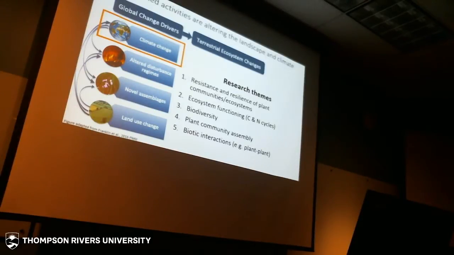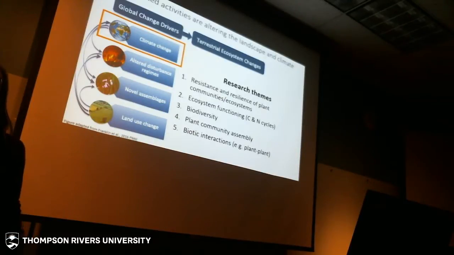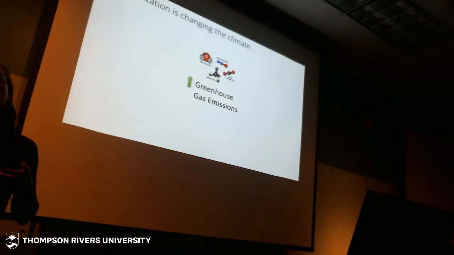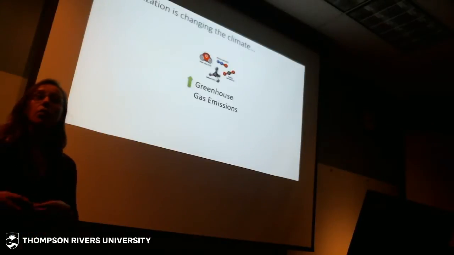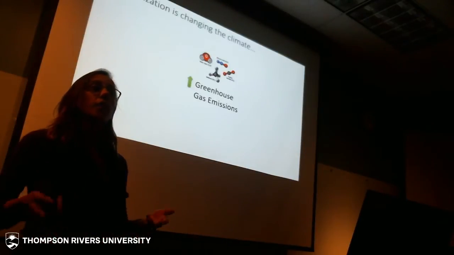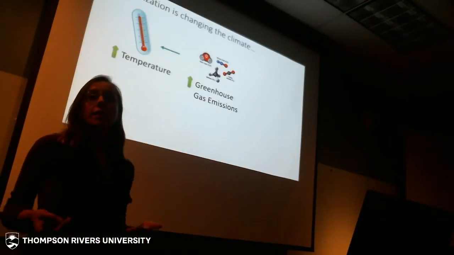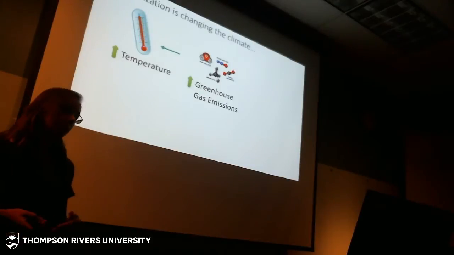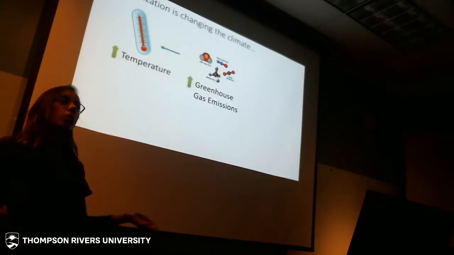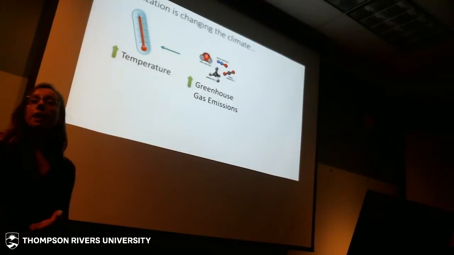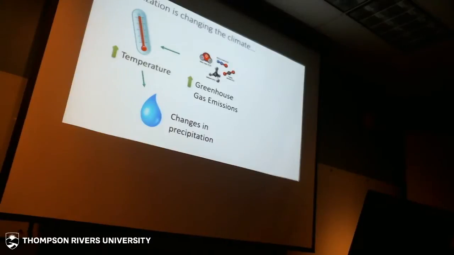To begin with, I'd like to talk about climate change and what is happening with the climate so we can understand why we would study precipitation and plants in the first place. So industrialization has been changing the climate. As we're burning more and more fossil fuels, greenhouse gas emissions are increasing, and this is leading to rising global temperatures. But it's not called just global warming, it's called climate change for a reason, and that is because these rising temperatures are also impacting precipitation. So we're seeing changes in precipitation regimes and patterns.